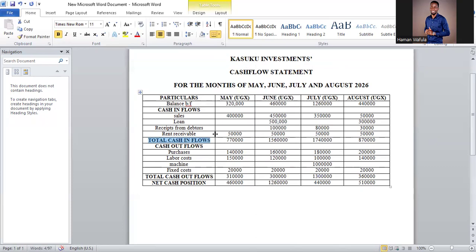For example, if you're commenting for May, you are asked to comment for each month. So you can say there was a surplus of Ugandan shillings 460,000 in May. When you come to June, you can say there was an increase in surplus of Ugandan shillings 1,260,000 in June. So comment. If it is a negative, call it deficit. If it is a positive, you call it a surplus.